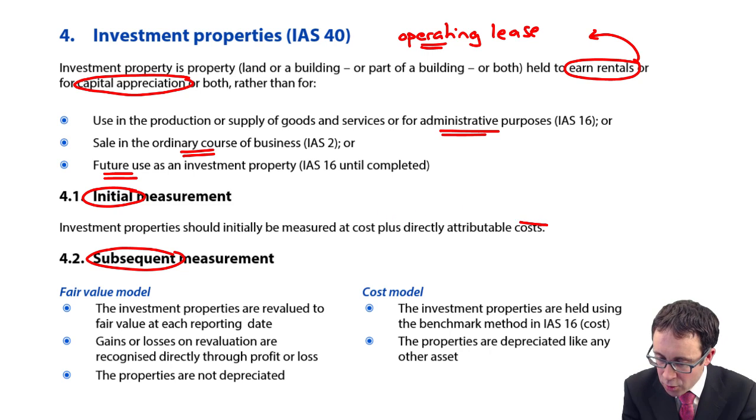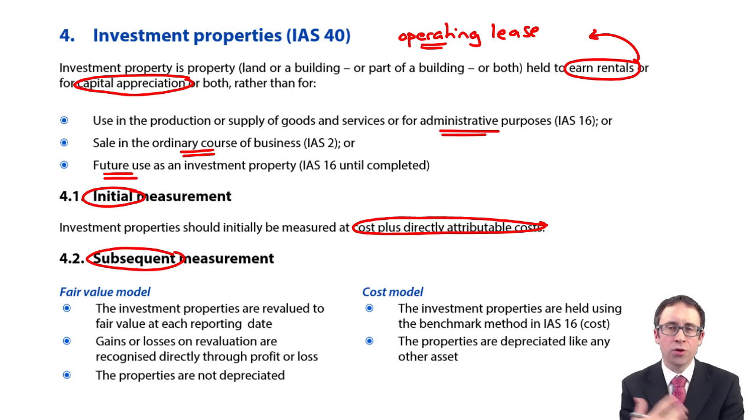You measure it at your cost plus your directly attributable costs. So if you're buying land, maybe there is some stamp duty. If you've got some buildings, there might also be some form of building tax, purchase tax that is part of the cost. If that's irrecoverable, then it is capitalized. If it's recoverable, then it will not be capitalized. So there's nothing too extraordinary about that.